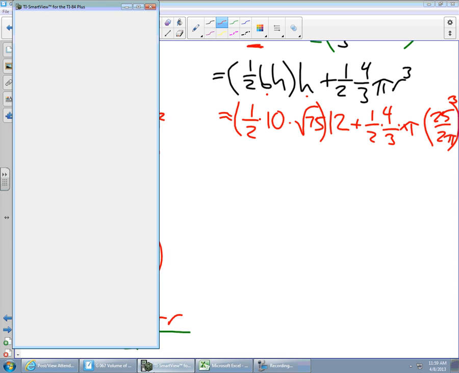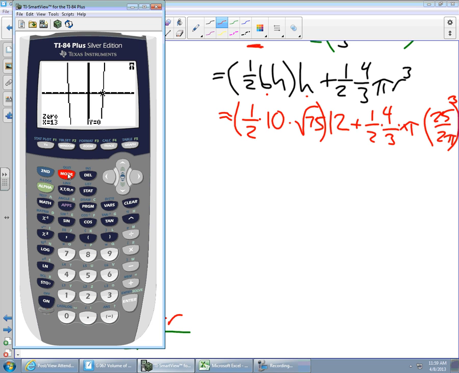So what we probably want to do at this point is come to our calculator and see if we can't get a little assistance. I'm going to do this in 2 different steps. I'm going to do the left side of the addition sign and then the right side, and then we'll combine them. What do we actually have on the left here? We've got 1/2, times 10, times the square root of 75.